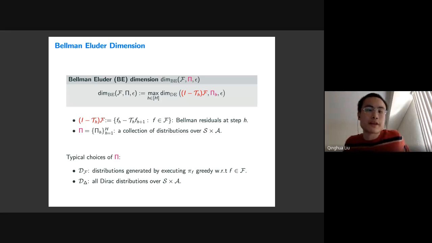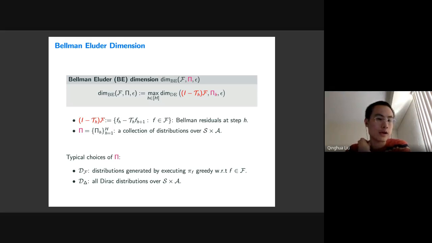This is the general definition of B dimension. But when we want to derive some theoretical guarantee, we need to specify this distribution class pi. In this talk, we will have two typical choices of distribution class. One is defined as df. This includes all distributions that can be generated by executing some path. This path is the greedy policy with respect to some function in this function class.